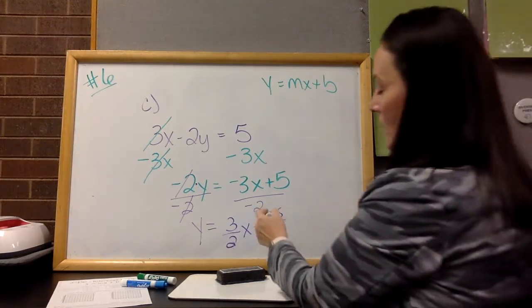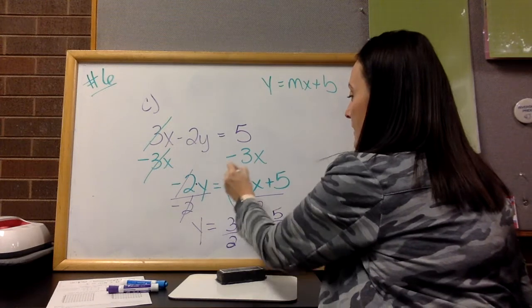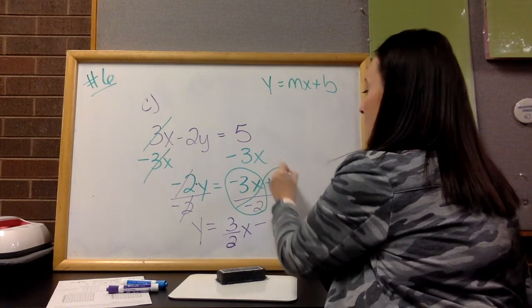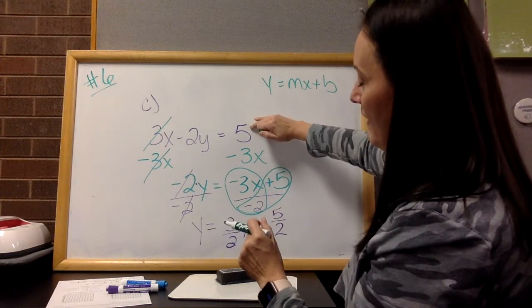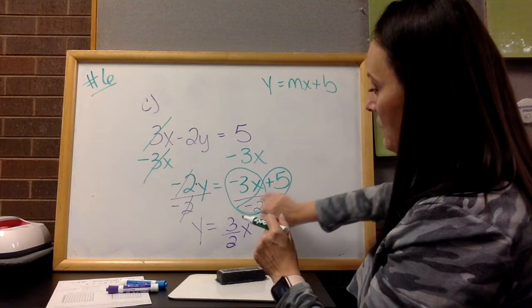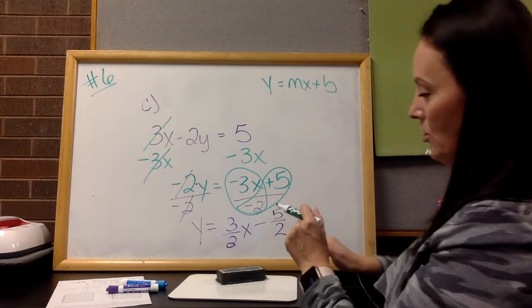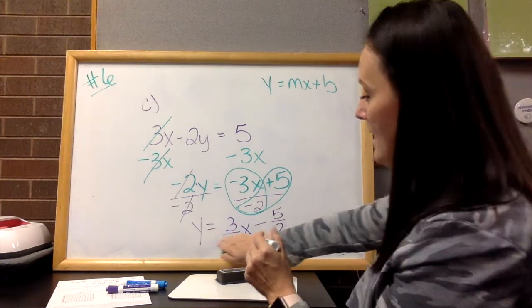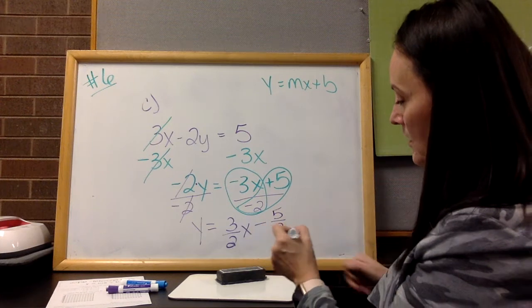So you have to make sure that when you divide on this side, you divide this one and you divide this one. There are 2 terms over there. Since I have 2 terms over there, I got to make sure I divide that one and this one by the -2. And that positive divided by a negative gives me a negative. 5 divided by 2 is 5 over 2. So now this looks like y equals mx plus b. The intercept is just negative.